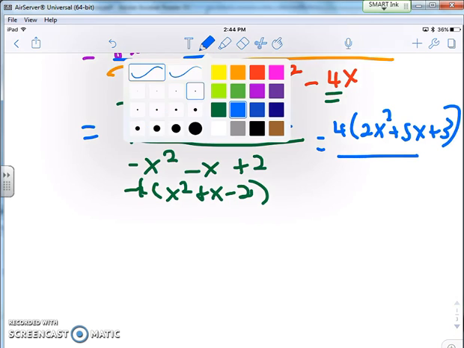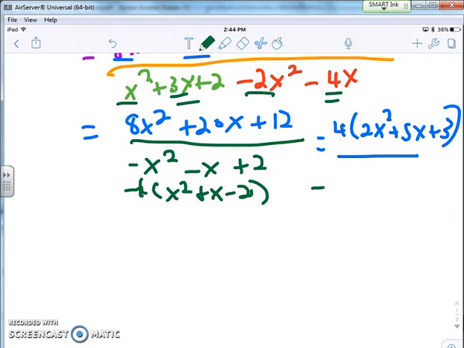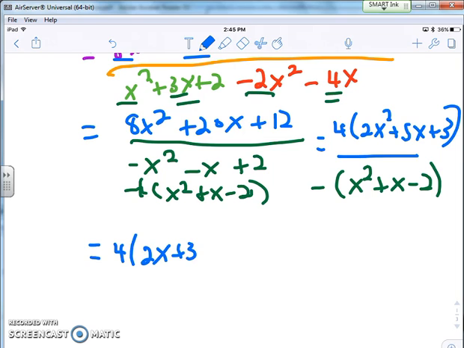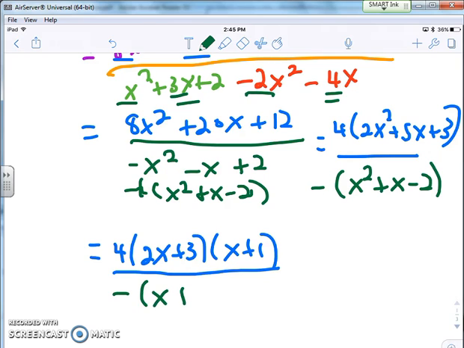And the bottom green was the opposite of x squared plus x minus 2. So the top will factor and the bottom will factor, but I don't think we're going to get any help out of it. So the top becomes 4 times 2x plus 3 times x plus 1. The bottom becomes negative x plus 2, x minus 1.